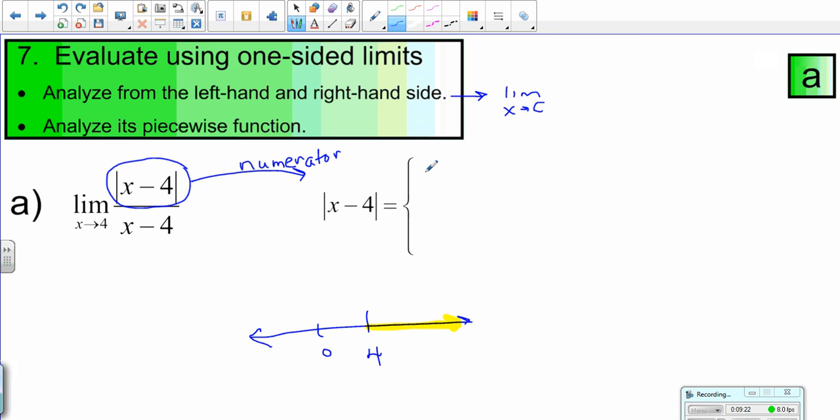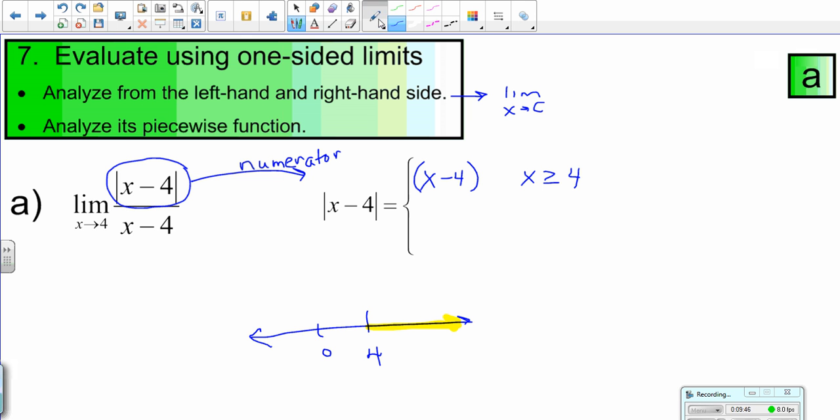That allows me to say that x minus 4, when x is greater than or equal to 4, would represent the absolute value of x minus 4. So say I put in 5. 5 minus 4 would be 1, and I don't really need to take the absolute value of it because it's already positive.